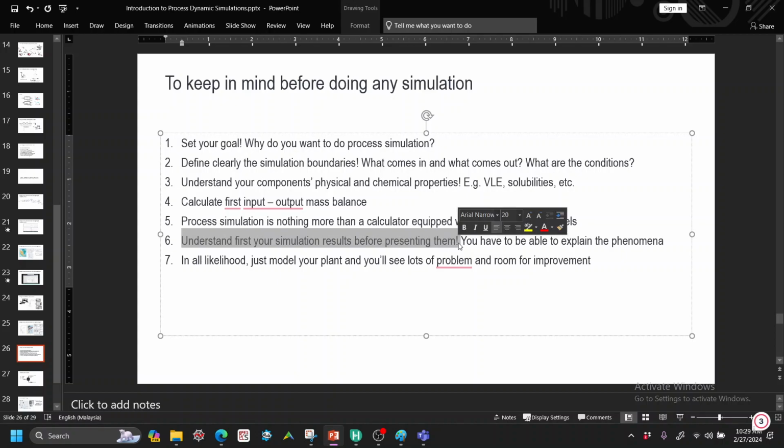So this is also a recurring pitfall, especially for students and young engineers. You will need to be able to explain the phenomena. If your results are presented by HYSYS or by any process simulation software, you cannot give an answer like, well, this is coming from my simulation results. That's not an answer. You will need to be able to explain why you have such numbers. If you cannot explain it, then you have to redo it again.